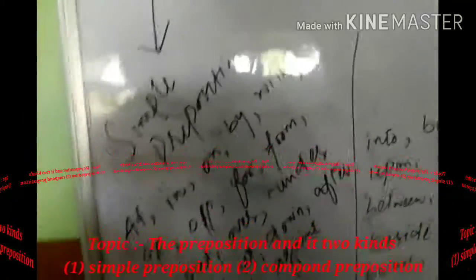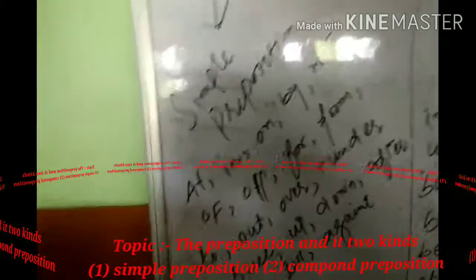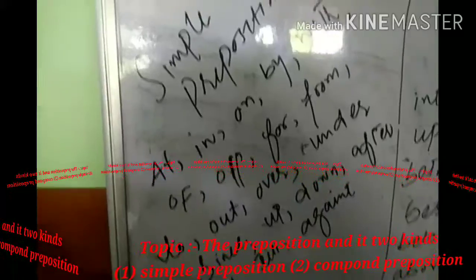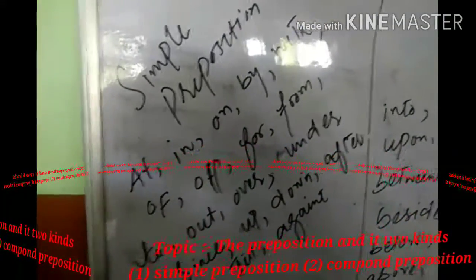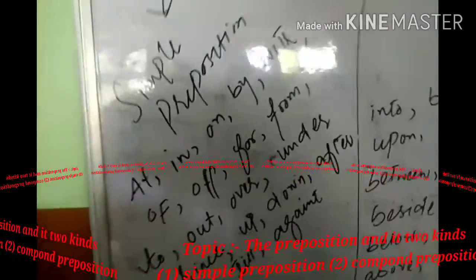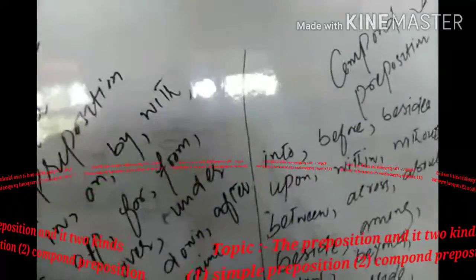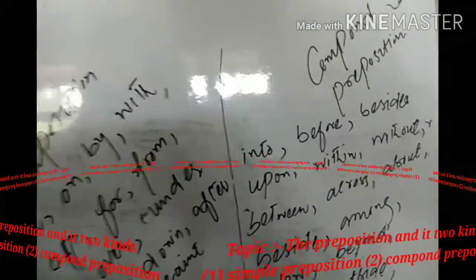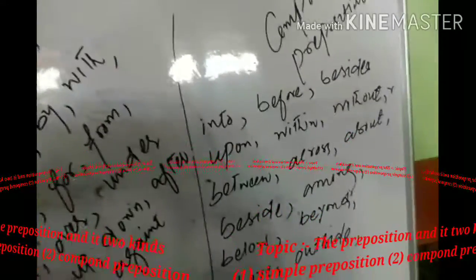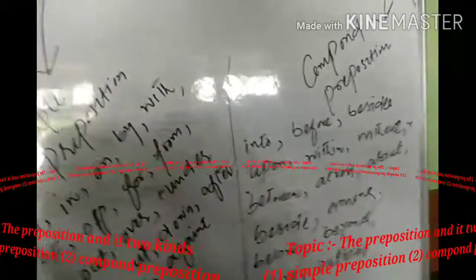That means there are two kinds of prepositions, simple preposition and compound preposition. In simple preposition, there are at, in, on, by, with, of, for, from, to, out, over, under, since, up, down, after, round, till, against. And in compound preposition, there are into, before, beside, upon, within, without, between, across, about, beside, among, below, beyond, above, outside. These are the compound prepositions.